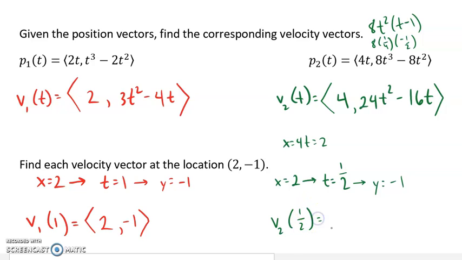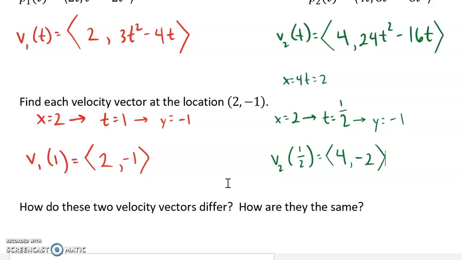Now our velocity function for this one is 4, which is a constant, comma. Let's see, so we're going to plug in 1/2 for t. We're going to get 1/4. 1/4 of 24 is 6. 6 minus 8 is negative 2. All right, so there's our velocity vector at the same point, but following this different position function. All right, fantastic. So if we're asked for the velocity vector, we're done.